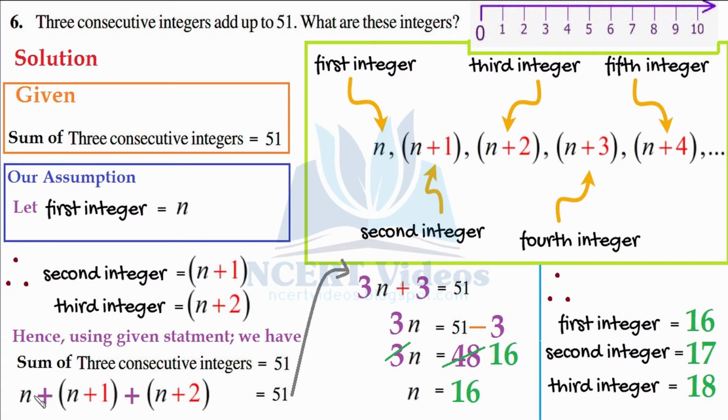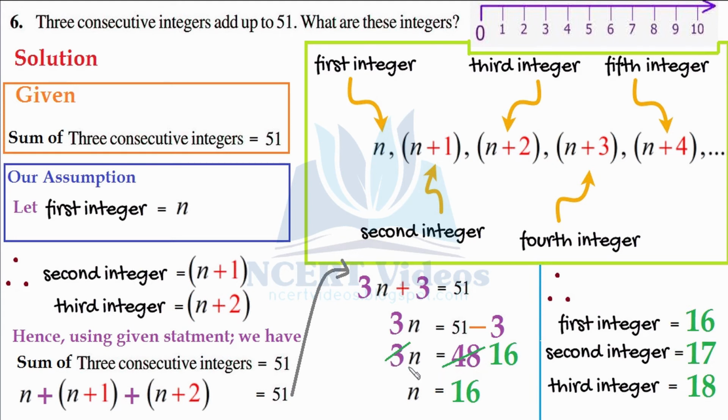We are adding it up. So we have 1n, 2n, 3n. That will give you 3n, and plus we have 1 and 2. That is 2 plus 1 gives you 3. Again, they are getting added up, and that equates to 51. Now our aim is to keep this n on the left hand side and move all other terms towards the right hand side. So 3n, we are transposing positive 3 towards the right hand side. It will become negative. Positive 3 becomes minus 3. We are writing 3n as it is equals 51 minus 3, which is 48.